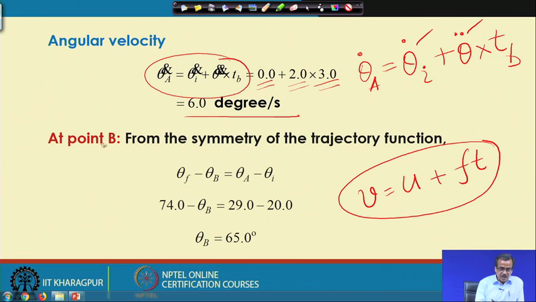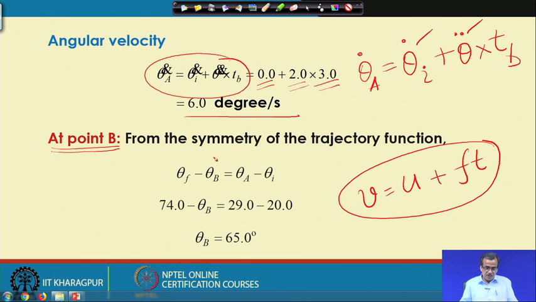Now, I am just going to concentrate on point B. If you remember, point B is the junction point between the pure linear trajectory and the second, or last, parabolic blend. At point B, I am trying to find what the angular displacement and velocity should be.